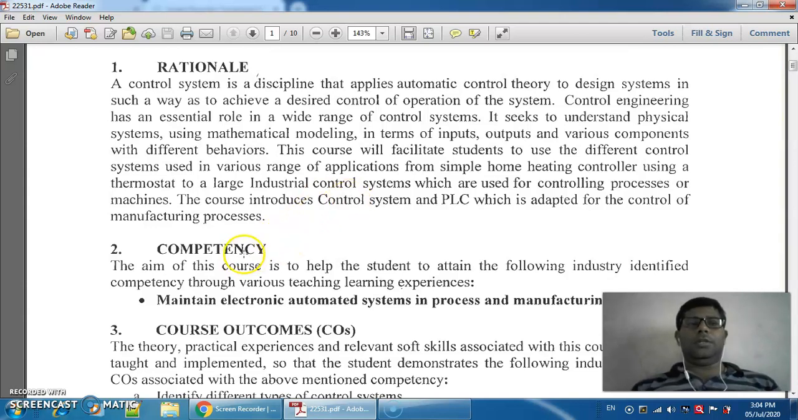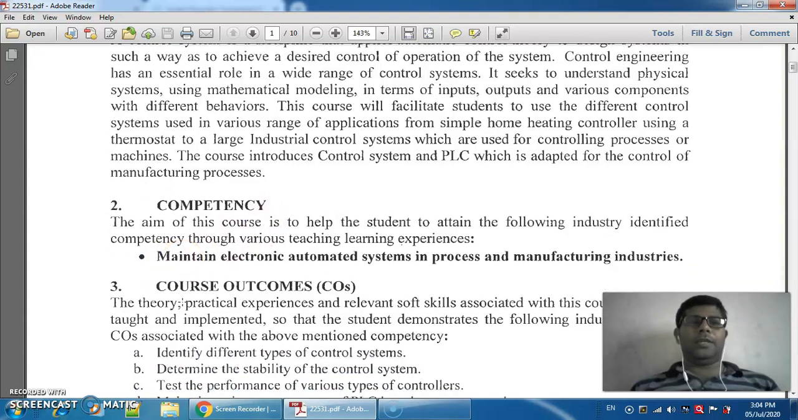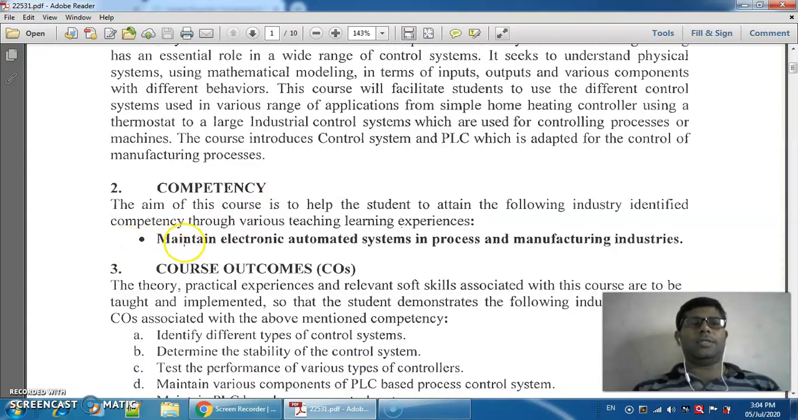Next is the competency. What is the competency? Maintain electronic automated systems in process and manufacturing industries. It means: what kind of automation systems are present in industry, and how will you maintain them? First of all, you should know the basic details and how to operate these automated systems, so you can maintain them.